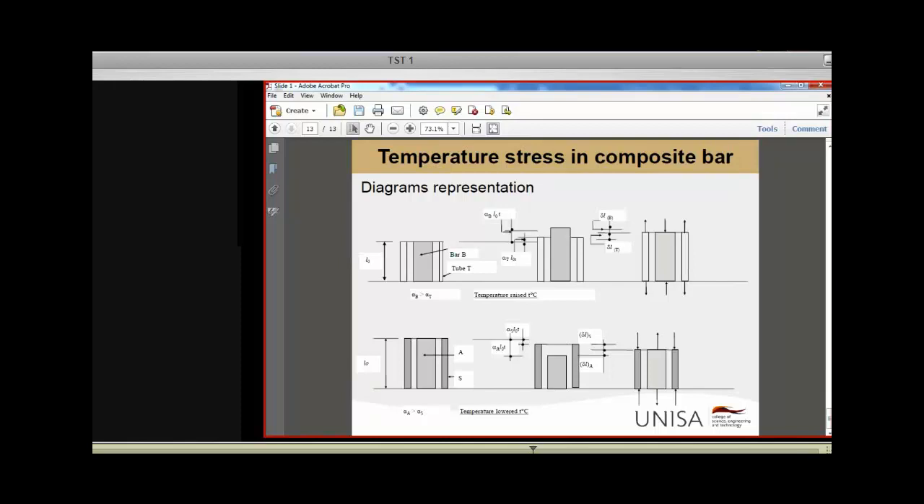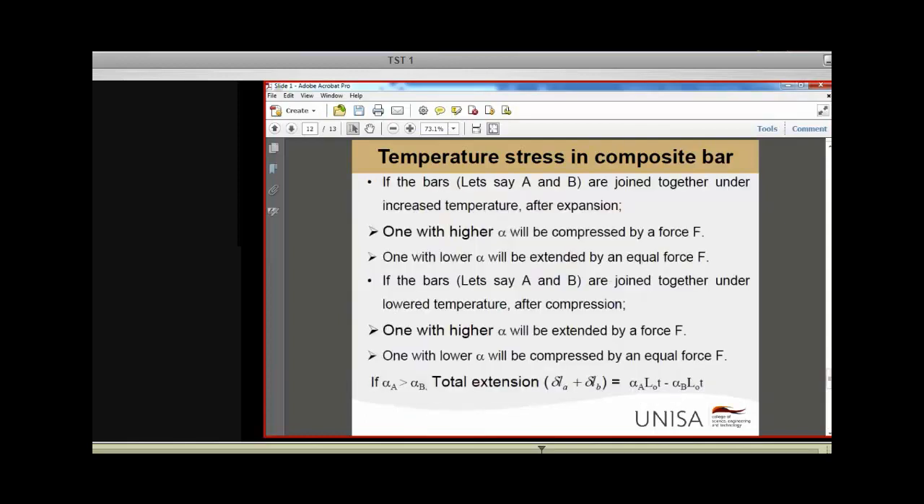So that is why you see that arrow to show this is compressed and this has been extended, such that they are now on the same level. So the total change in length in this case will be the original change in length of the bar B, minus the change in length of the tube. And that is what we're trying to explain with this equation: the extension of the first material, minus the effect of the extension of the second material.